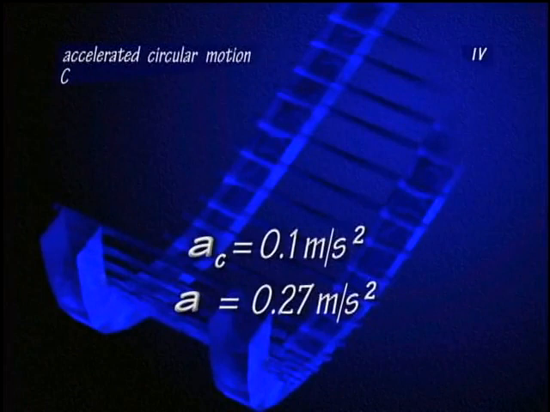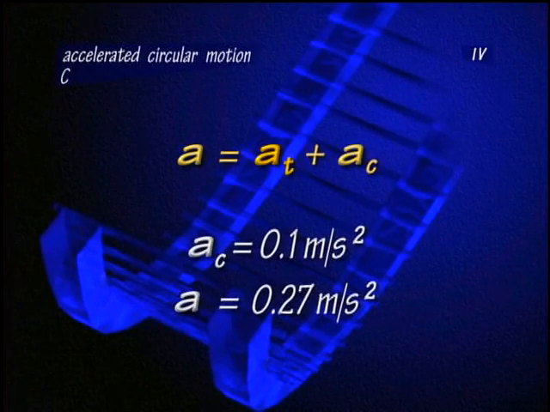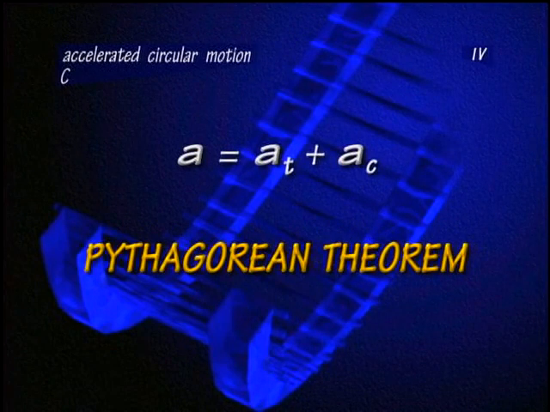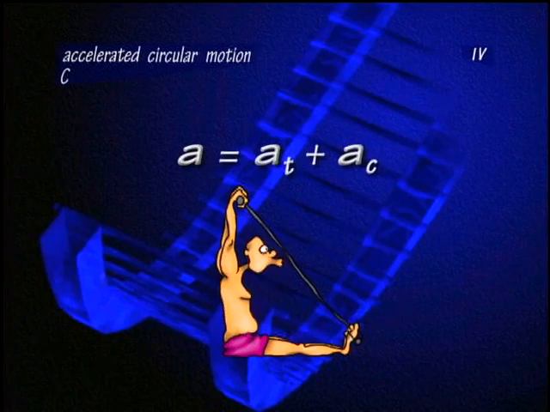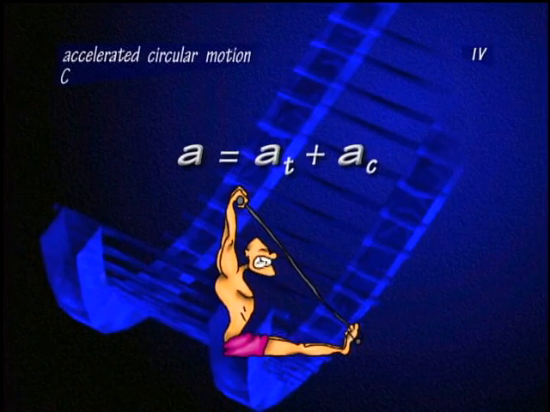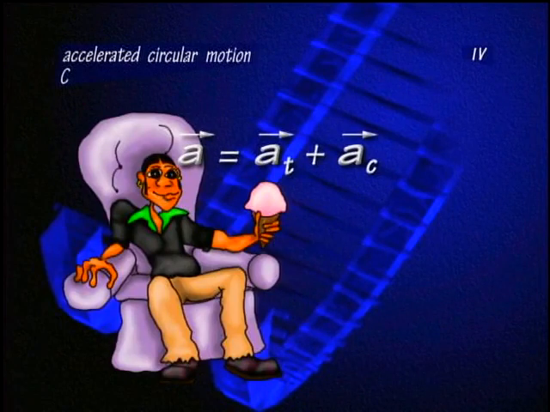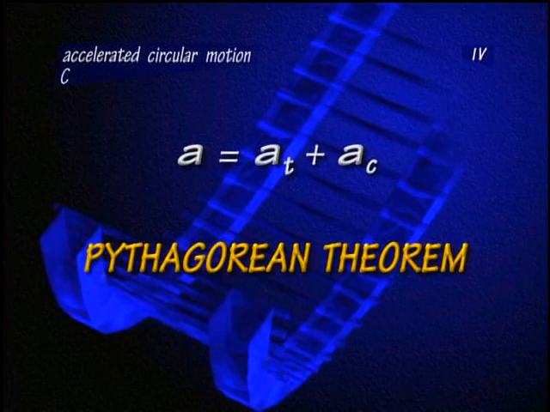Now that we have A sub c and the total acceleration, we can use our equation to find the tangential acceleration. But realize that acceleration is a vector quantity, and we can't just use regular addition here. But lucky for us, we can use the Pythagorean theorem, because we can connect the vectors and make a right triangle to get the vectors' magnitudes. Of course, we're not going to draw the vectors because our standard deviant graphic artist is on a break. We're just trying to explain why we can use the Pythagorean theorem.